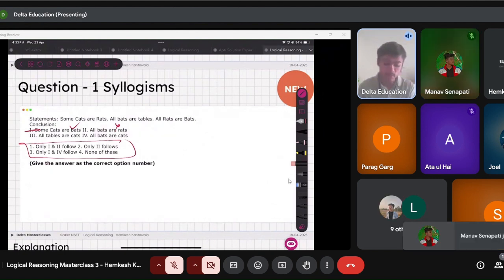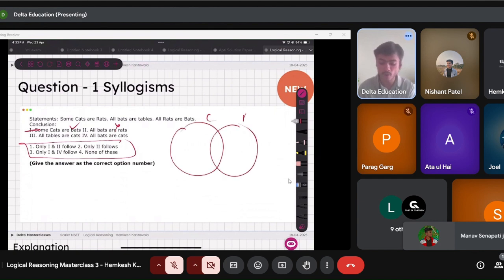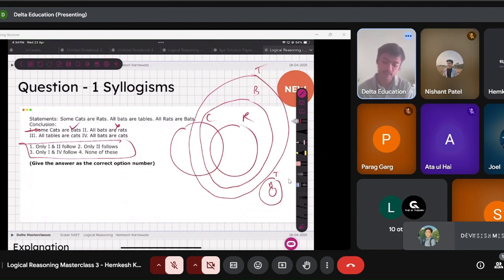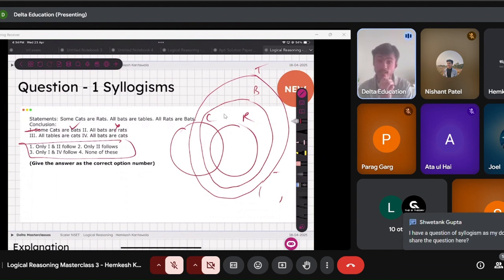So statement 1 says that some cats are rats, cats and rats. All beds are tables, and all rats are beds. If we say all rats are beds and all beds are tables, so table would be here. Correct. So now this is the correct one. Yeah, so Parag told me, right? Great, Parag. So that diagram was wrong, but I think the options would not make any difference.